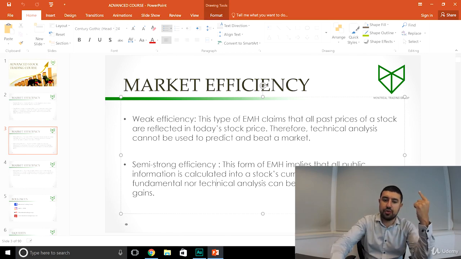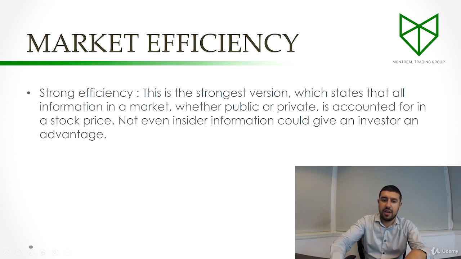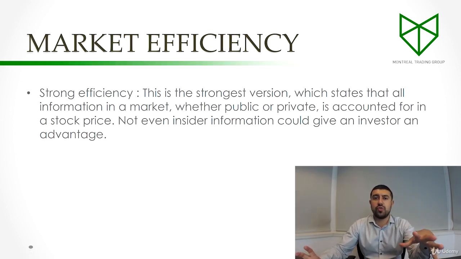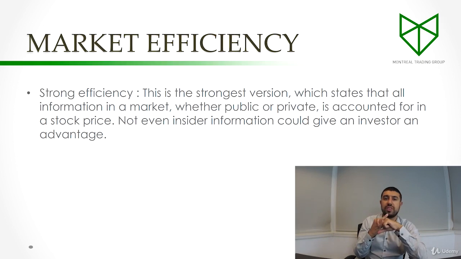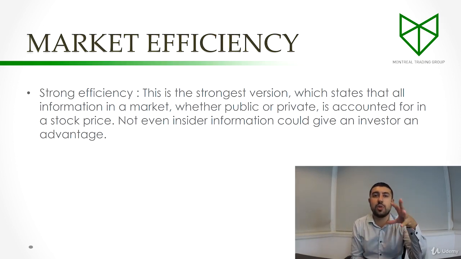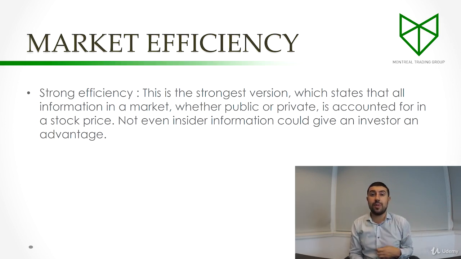Now, if you go a step further, there's actually the strong efficiency form, which is the strongest form out of all of them. And this form says that you can't use technicals, you can't use fundamentals, and you can't even use private information that's not public. So even if you're able to get some information that nobody knows about, other than the CEO and higher management, you're not going to be able to make money.